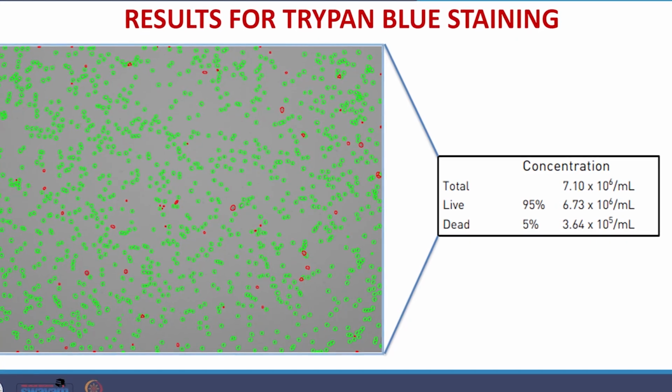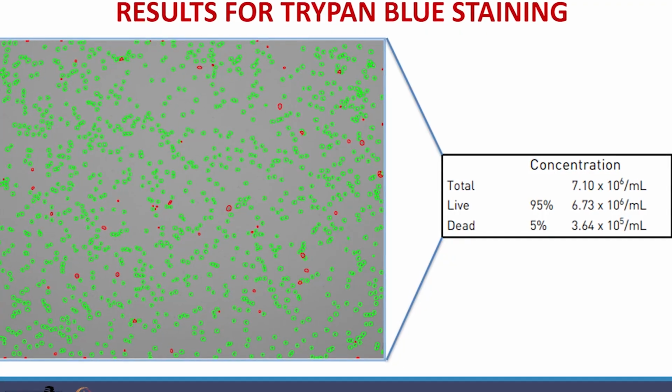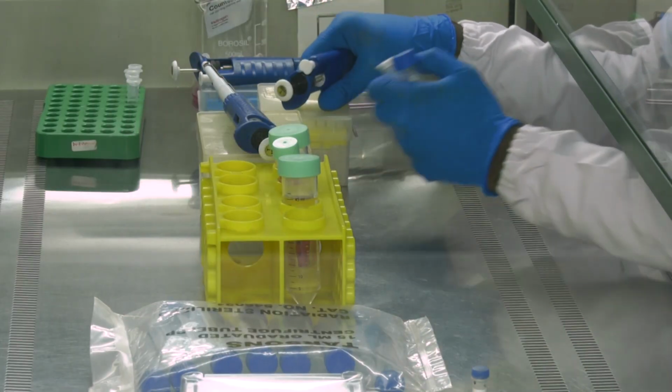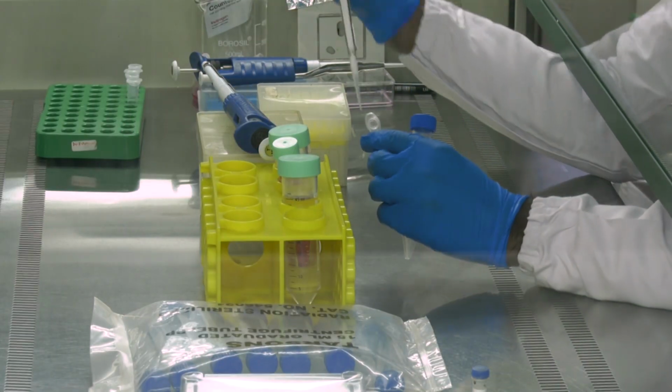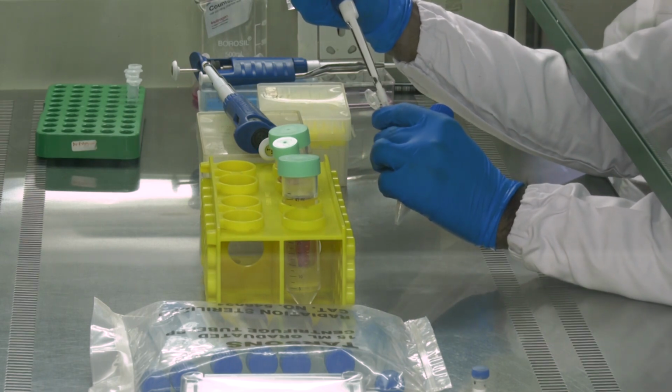For the MTT assay and apoptotic studies, we need a concentration of 10,000 cells per 100 microliter. So for this, we will add 150 microliter of the cell suspension to 9.85 ml of complete media, which will give us the required cell concentration.